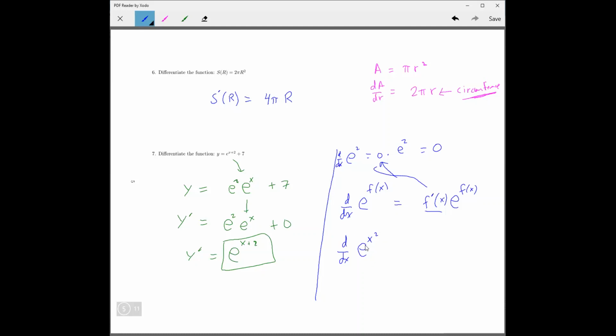So like if you had this right here, let's say you had e to the x squared, okay, that derivative is going to be e to the x squared times the derivative of x squared, which is 2x. Okay, I see.